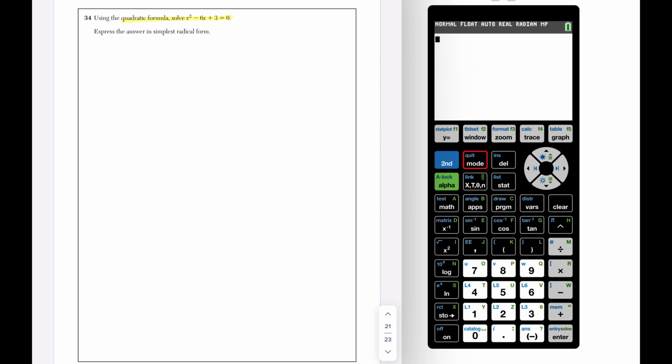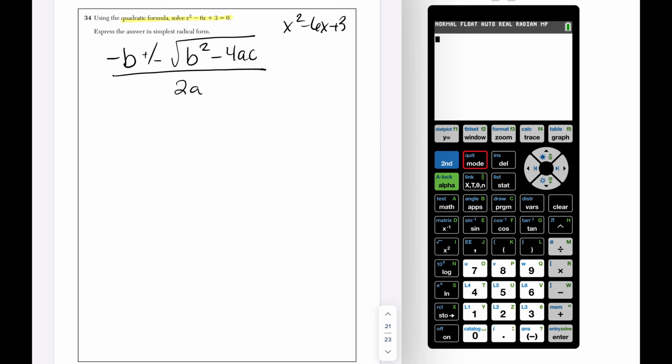The quadratic formula, as soon as you start writing it down, let's write it for ourselves: negative b plus or minus the square root of b squared minus 4ac, all over 2a. When you look at this equation, x squared minus 6x plus 3 equals 0, you're going to look for your a, b, and c terms. Here, there's nothing in front, so our a is equal to 1, our b is -6, and our c is +3.